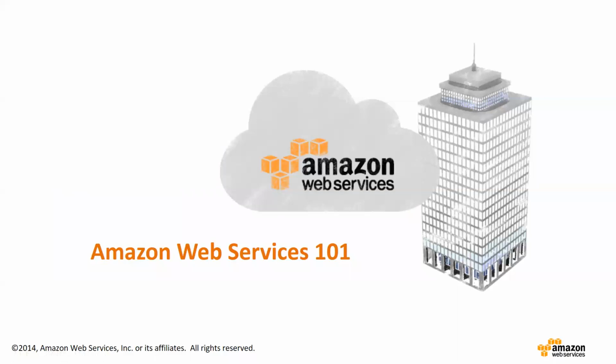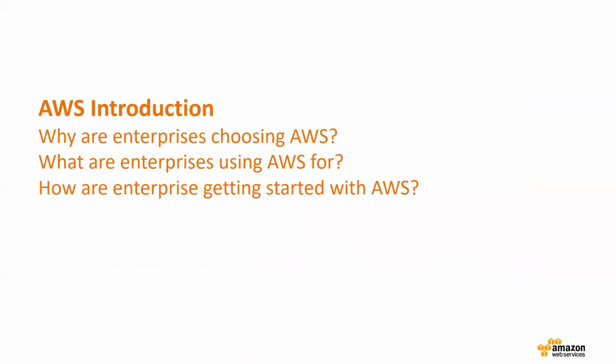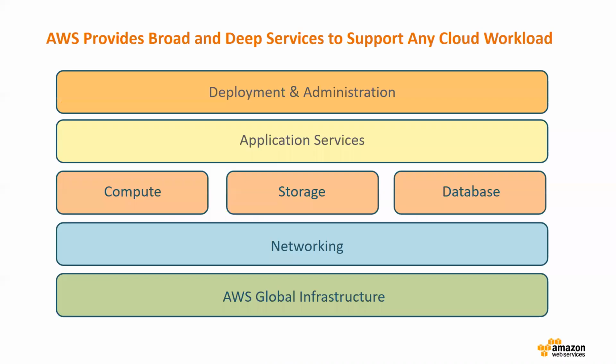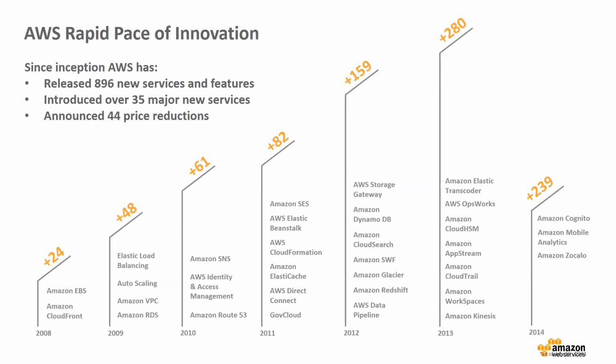So with this presentation, I will go through some of the basic stuff about AWS. Here in this slide, I have given a brief overview about AWS services: compute, storage, database, networking, and AWS global infrastructure. And this slide talks about the time since the inception of AWS.